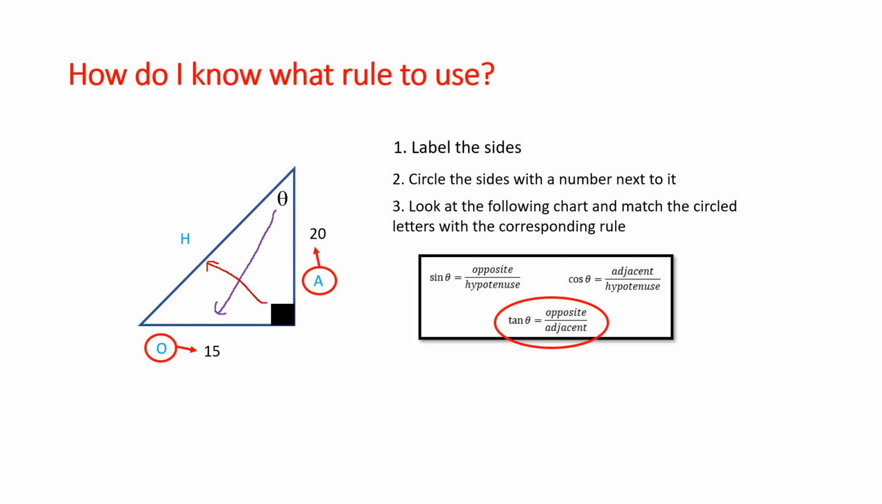So that means we're going to be looking at the tangent rule, and that's the rule we're going to be using for this, right? So then we just write out the rule, which is tan theta equals opposite 15 over 20, which is our adjacent. And that's what you're going to do for any triangle where you don't know how to find the sides. Go through those steps, and that will help you figure out which rule you want to use.